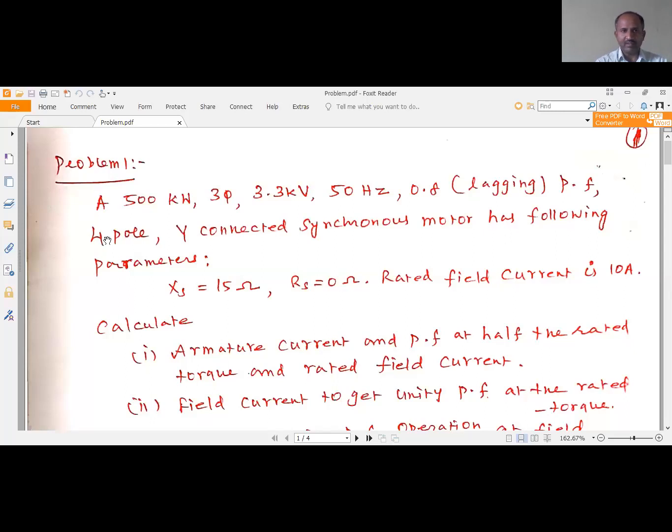The data which is given: a 500 kilowatts, 3-phase, 3.3 kilovolt, 0.8 lagging power factor, 4-pole, star connected synchronous motor has the following parameters. You know the XS value and RS value, and it is very important to note that the rated field current is 10 ampere. So we have discussed this first point: calculate the armature current and power factor at half the rated torque and rated field current.